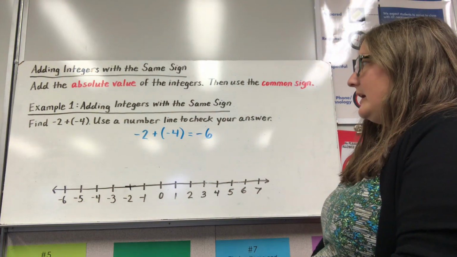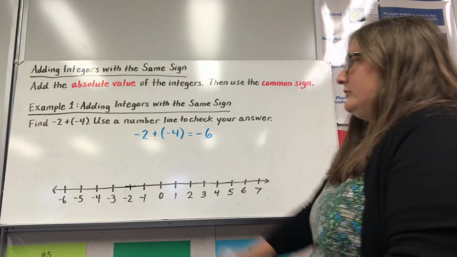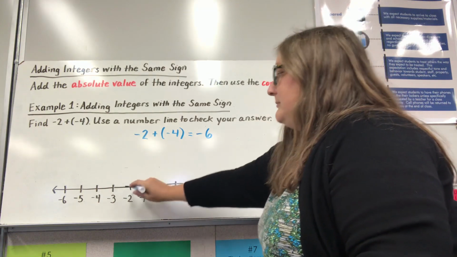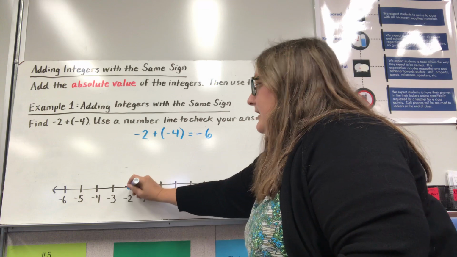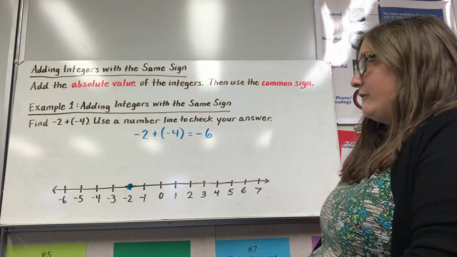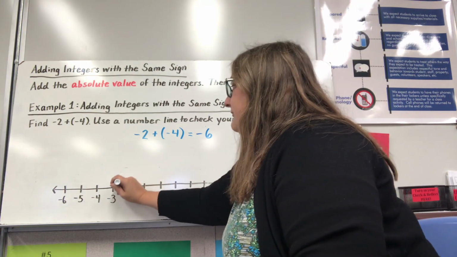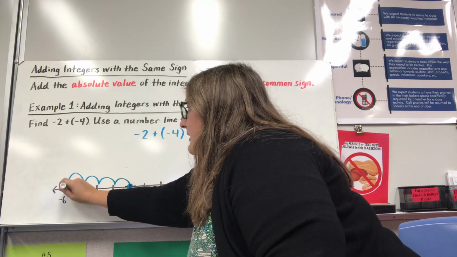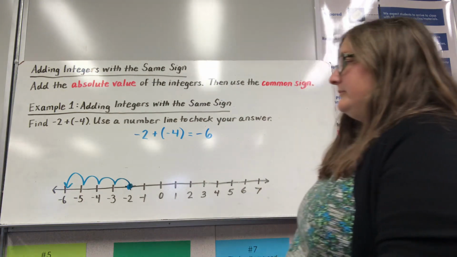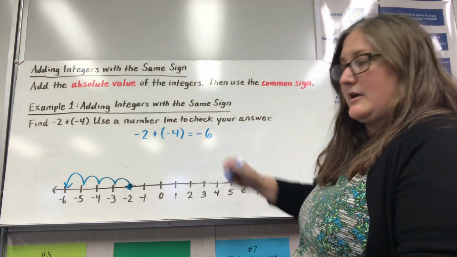I can use the number line to check my answer. So this problem starts at -2. That's where I'm going to start on my number line. And I'm being asked to add -4. So I'm going to move 4 in the negative direction, which is to the left here. And I end up at -6. So I've checked my answer. It's correct.